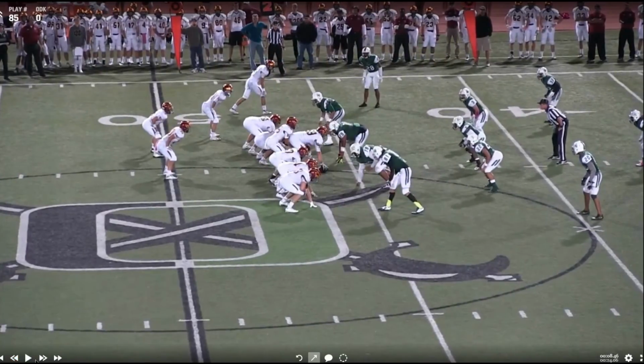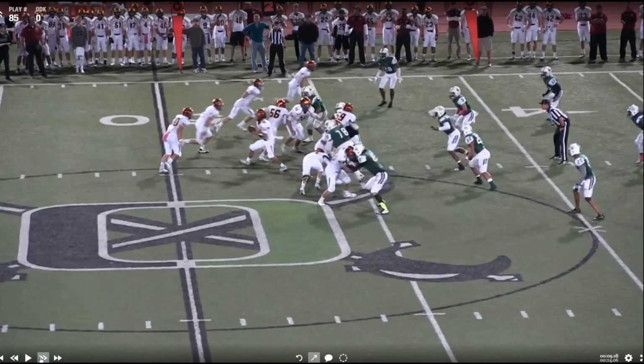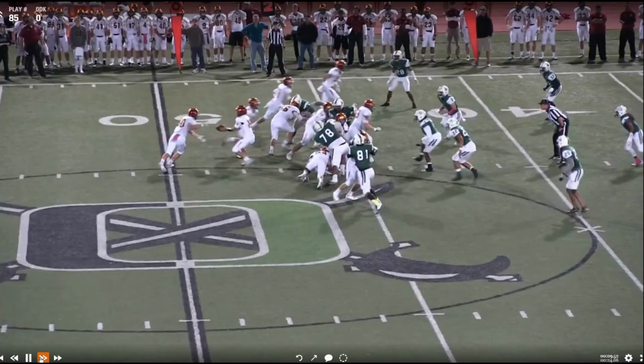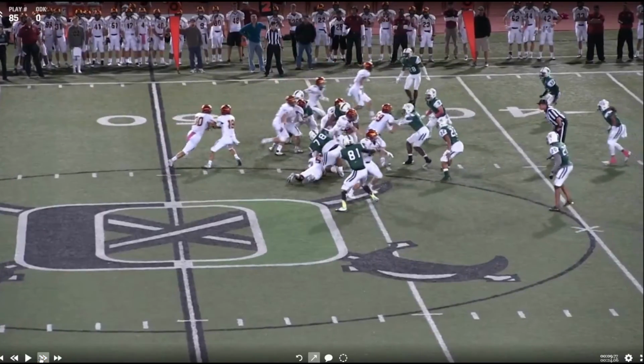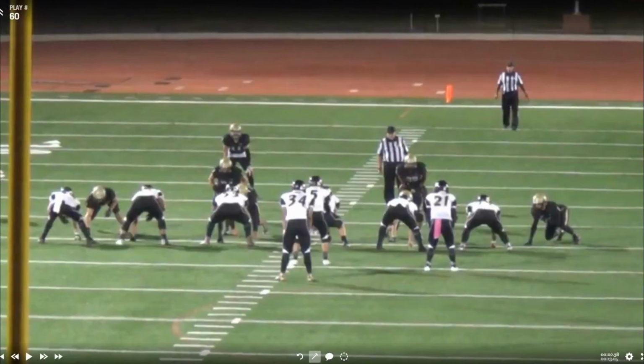Sorry about that. Here we go. There's the engagement right there by the right guard. It's minimal, but it's there. Now we have the hit by the right tackle. That's a chop block.